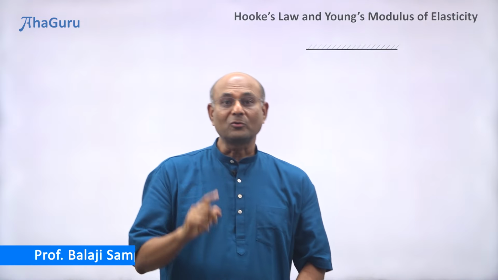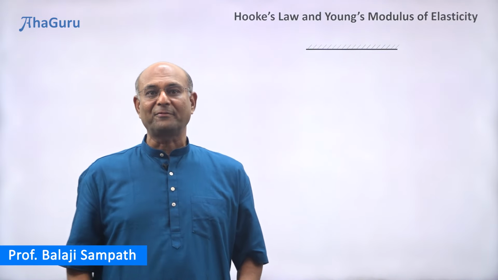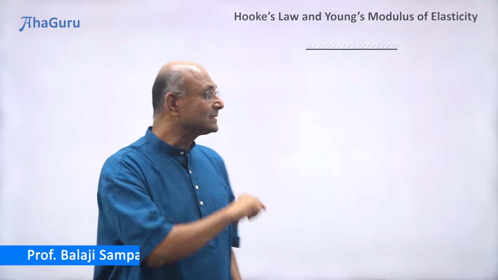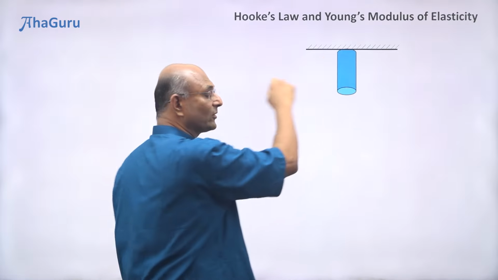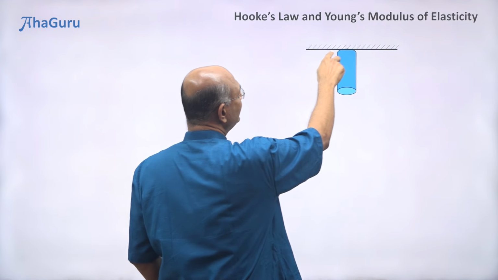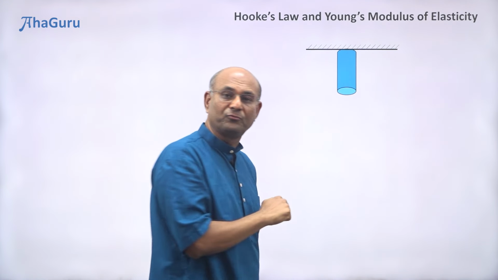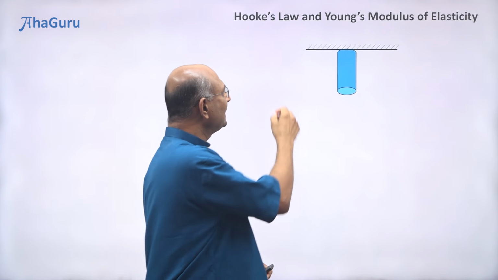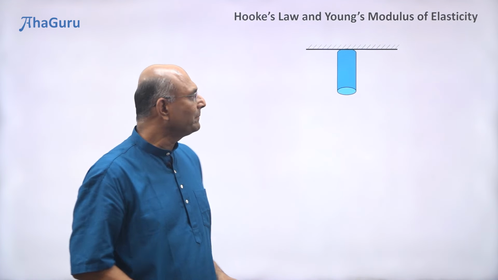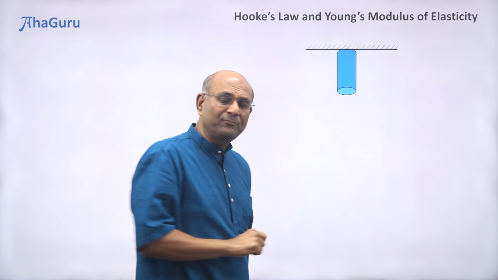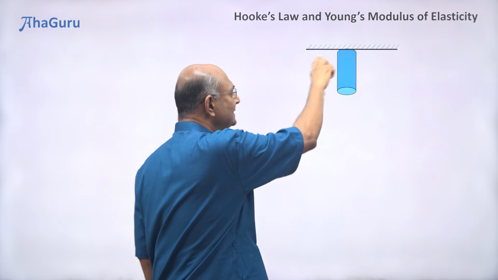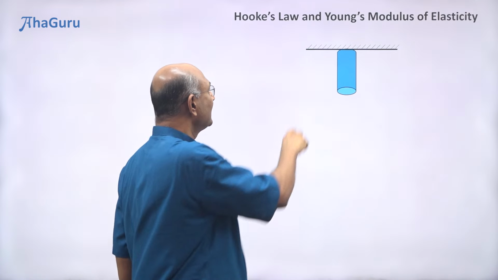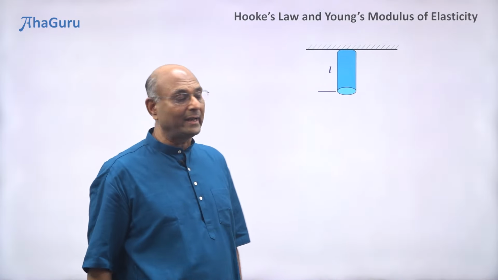Let us now learn about Hooke's law and Young's modulus of elasticity. To do this, I am going to use this elastic rod. I have tied this rod at the top to the roof, and I am going to make a simplifying assumption that we can ignore the weight of this rod. Okay? When I don't apply any forces, the rod is in its natural length, right? So that natural length is L.